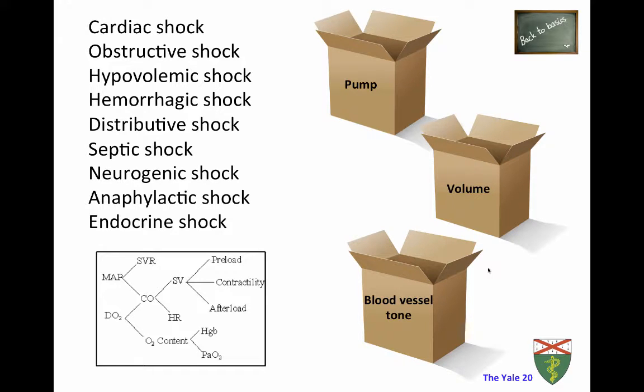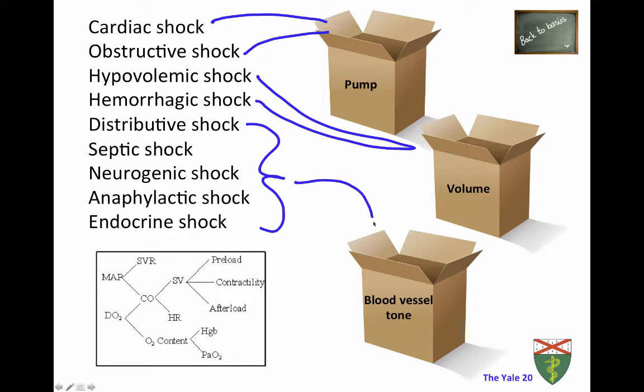Okay, I see. So this makes a lot more sense now. So you're saying that cardiac shock and obstructive shock fit into pump failure, whereas things with volume would be hypovolemic and hemorrhagic shock. And then all these others, from distributive down to endocrine, all fit into issues of blood vessel tone. Yeah, that's exactly right.